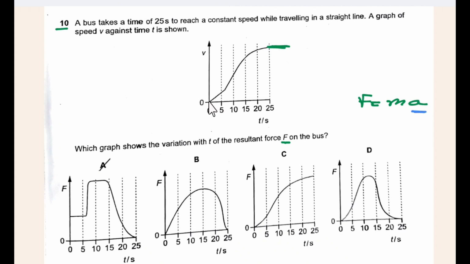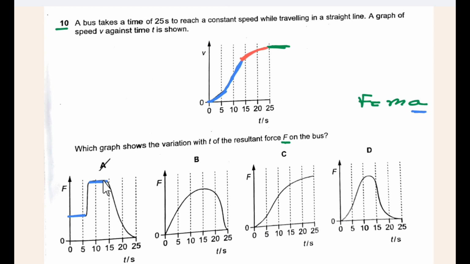So initially the gradient is constant, so acceleration is constant. Then again the gradient is constant, so acceleration is constant. Then at this region we can see that the gradient decreases, so acceleration also decreases.